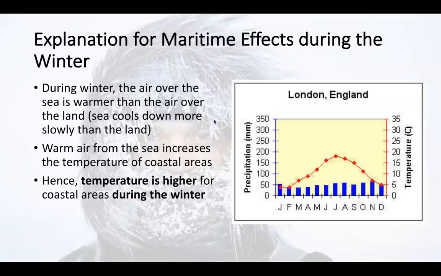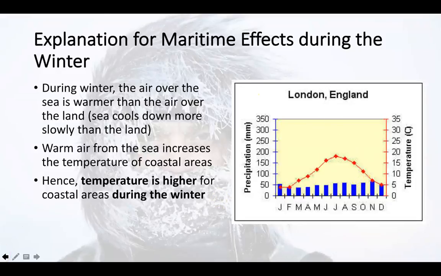However, if we look at winter time, what happens is almost the exact reverse. During winter time, the air over the sea is warmer than the air over the land. Reason why is sea cools down more slowly than the land. What happens during winter time is this. All the radiation from the continental surface has already started to rise up. This leaves land very cold, but sea itself takes a very long time to cool down. And what happens is this, the warm air from the sea will increase the temperature of coastal areas. Hence, temperature is higher for coastal areas during the winter time.